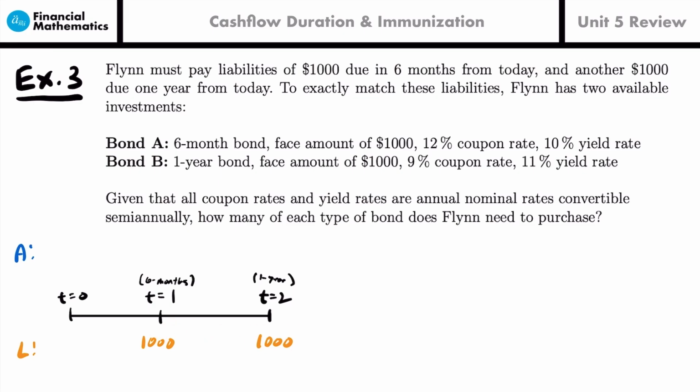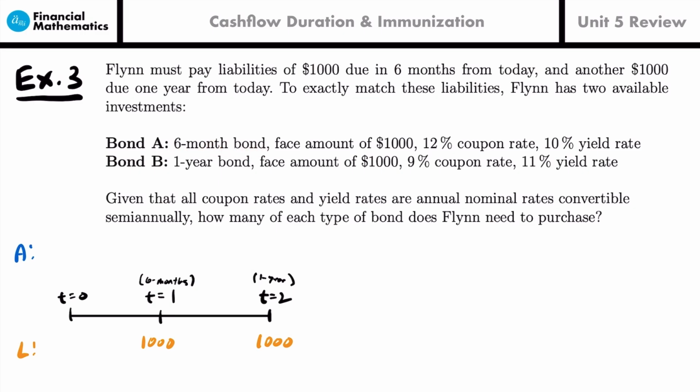Now the tough part, let's talk about the assets, or the investments that Flynn has available. Bond A is a 6-month bond, okay? So that is probably going to be matched to the liability due in 6 months, since those time periods match up. Just like with Bond B, we have a 1-year bond. That's going to match up nicely with that other liability, but you have to remember to take the coupons into account, which we will talk about in a second. Let's go back to Bond A here.